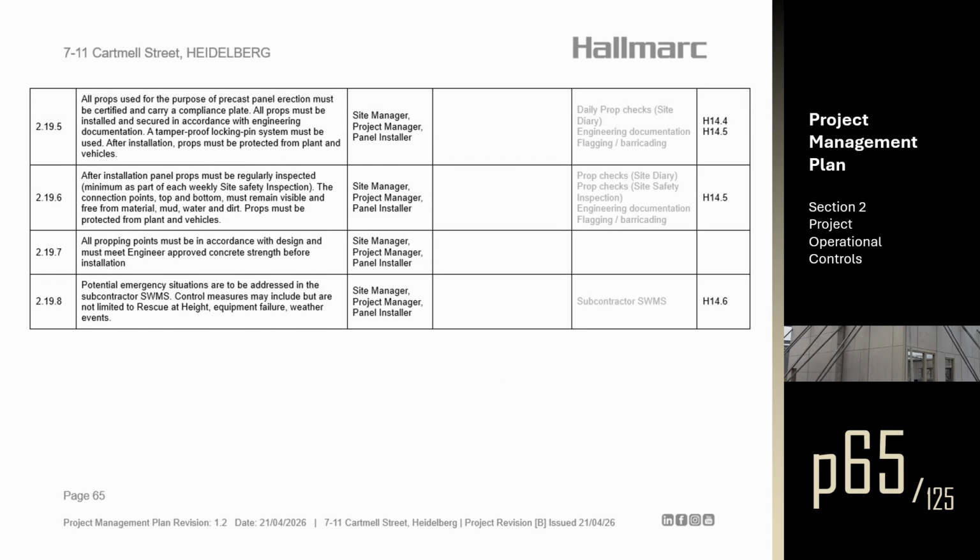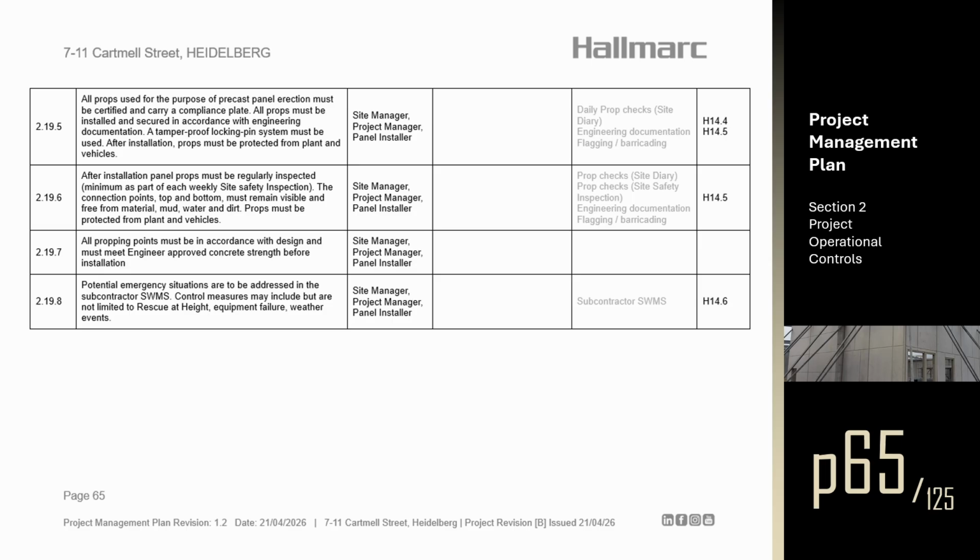Section 2.19.5. All props used for the purpose of precast panel erection must be certified and carry a compliance plate. All props must be installed and secured in accordance with engineering documentation. A tamper-proof locking pin system must be used. After installation, props must be protected from plant and vehicles. Section 2.19.6. After installation, panel props must be regularly inspected, minimum as part of each weekly site safety inspection. The connection points, top and bottom, must remain visible and free from material, mud, water, and dirt. Props must be protected from plant and vehicles.